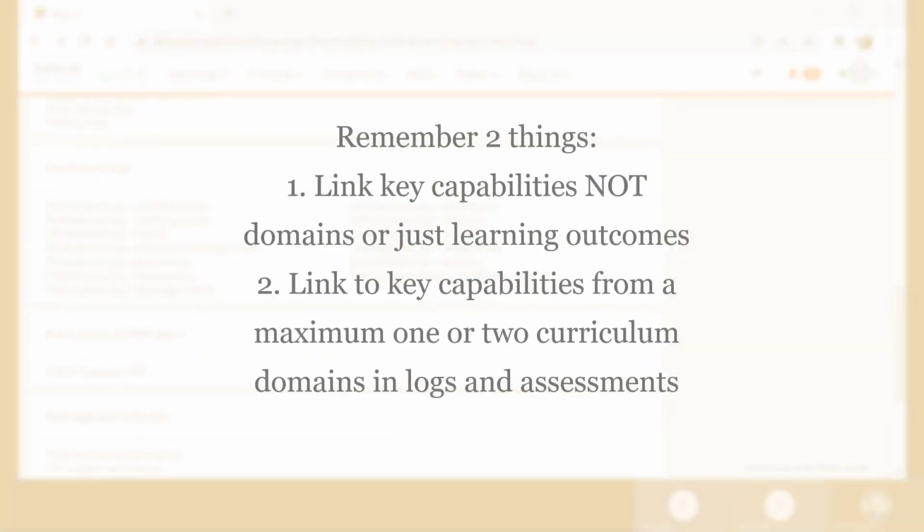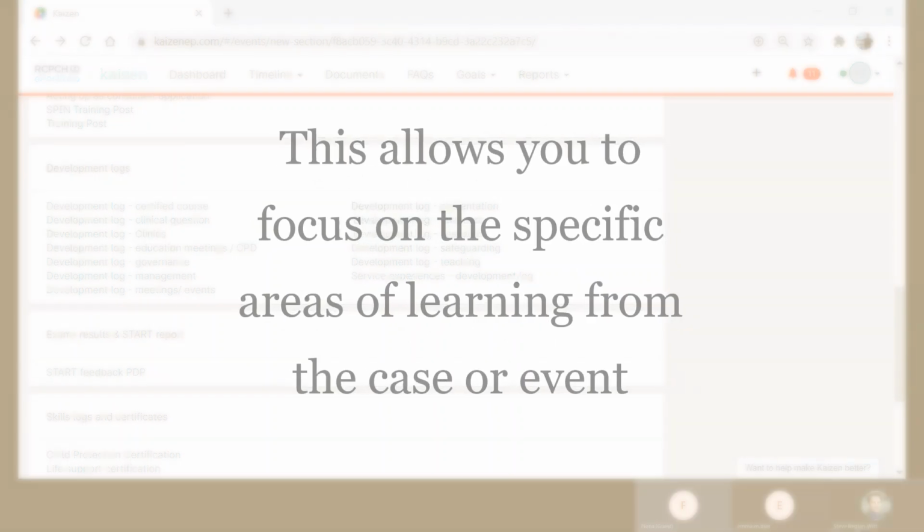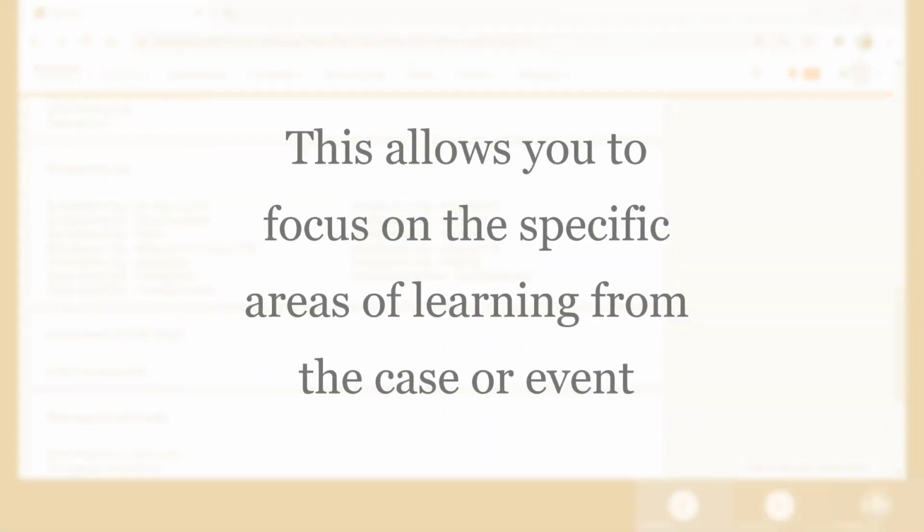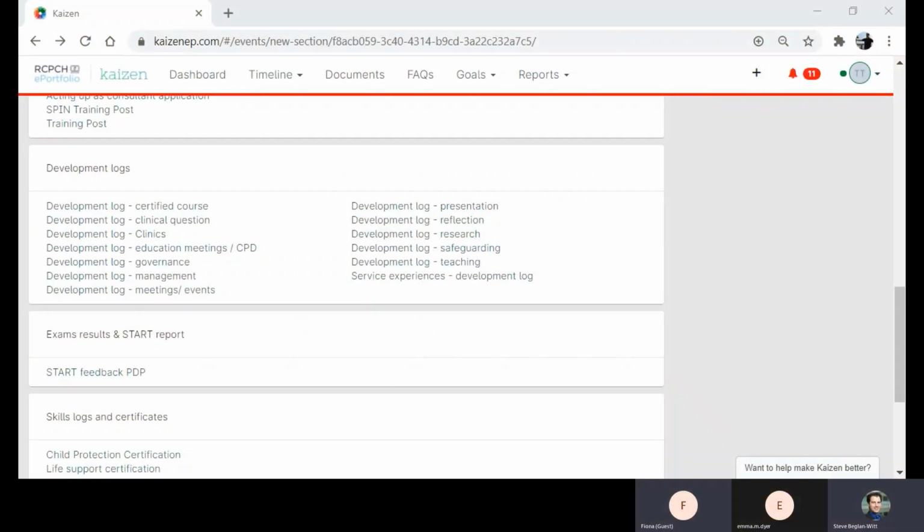There are two important things to remember when it comes to tagging. The first is that you should be tagging and evidencing the key capabilities and not the overall learning outcome or domain. The second important thing is that the college recommend that you only tag to one or perhaps two key capabilities within one domain for most assessments or logs. This way, you can really focus down on what specific thing or learning it was that you had and took away from the encounter or the assessment.